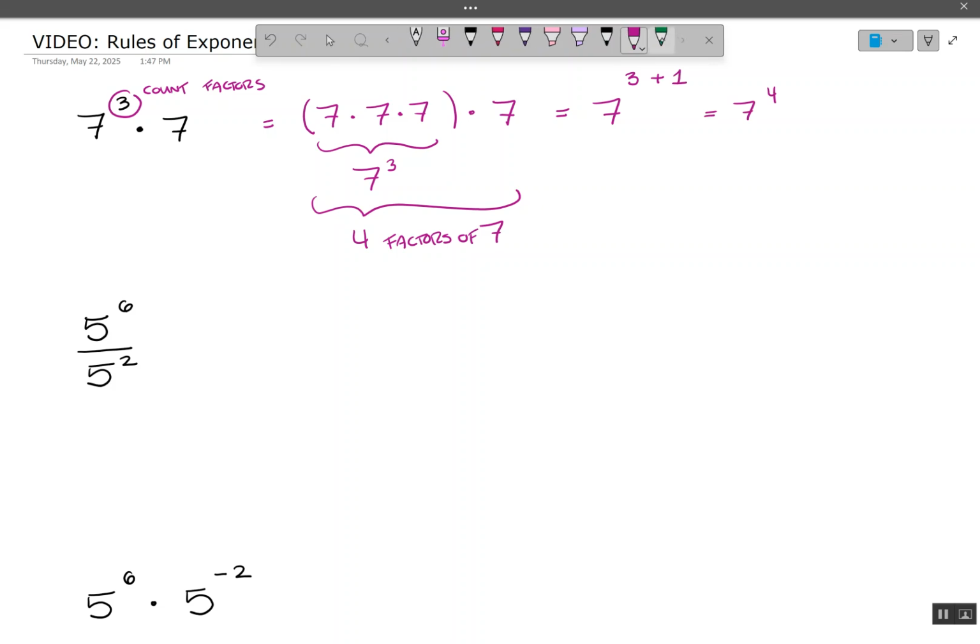So the rule here is, let's do it like this. When we're multiplying exponents that have the same base, this number is called the base, we are going to add up the number of factors.